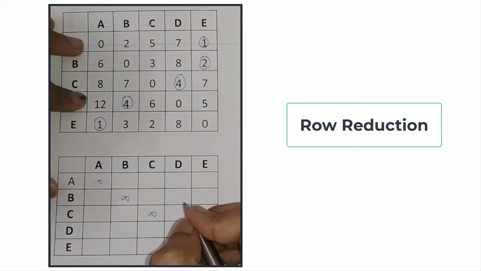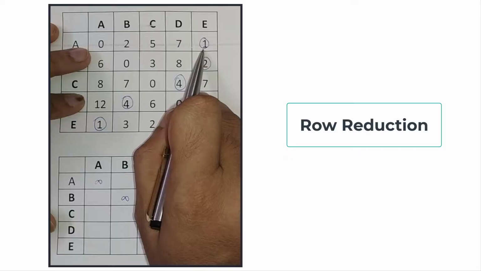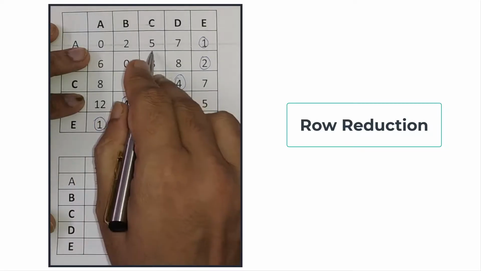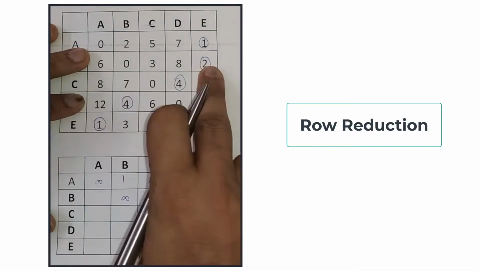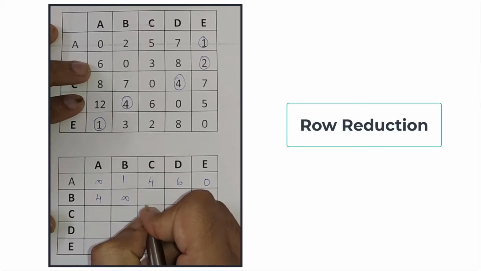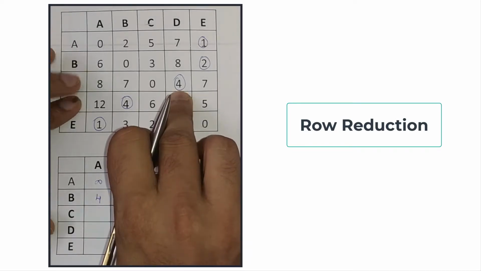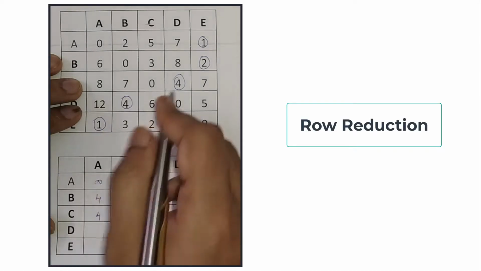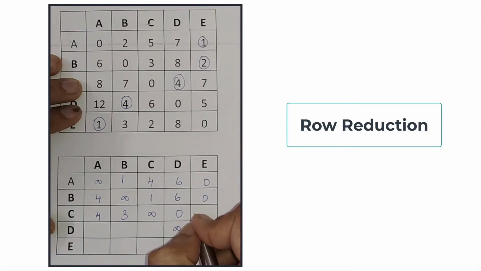Now we'll go for row reduction. What we'll do is subtract 1 from all the other elements of that particular row. So this will become 2 minus 1, 1, 5 minus 1, 4, 7 minus 1, 6 and 0. Now here we'll reduce 2 from all the other numbers: 6 minus 2, 4, 3 minus 2, 1, 8 minus 2, 6 and 0. Subtract 4 from all the other numbers: 8 minus 4, 4, 7 minus 4, 3, 4 minus 4, 0, 7 minus 4, 3.